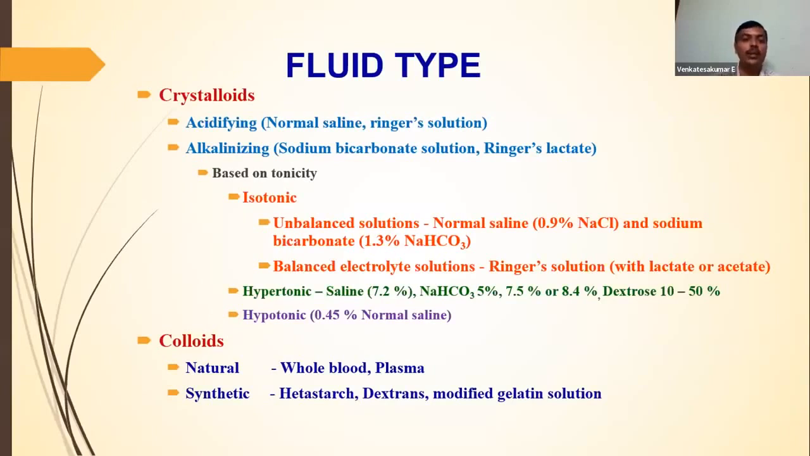The natural colloids are whole blood and plasma. Synthetic ones are available in the market: metastarch, dextrans, urea-treated collagen, or modified gelatin solutions. In anemia cases, before going for blood transfusion, please consider colloids and crystalloid solutions. Without colloids, if you use crystalloids, there is more dilution, and the animal may develop pulmonary edema and die. If you use colloids, we can sustain the life of the animal after colloid administration. Colloids also have some disadvantages.